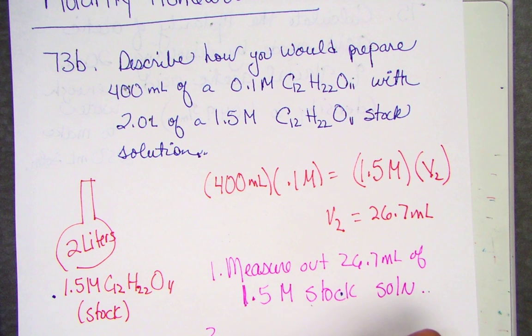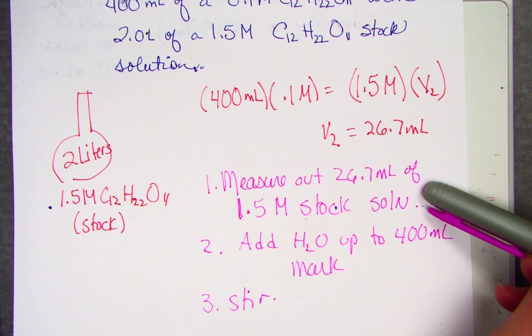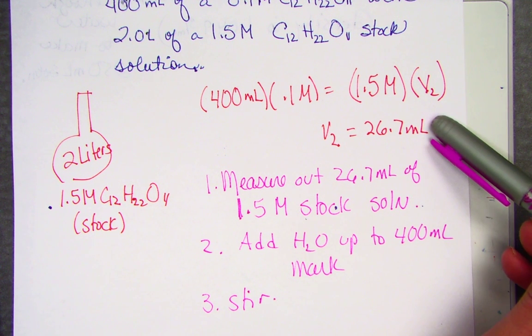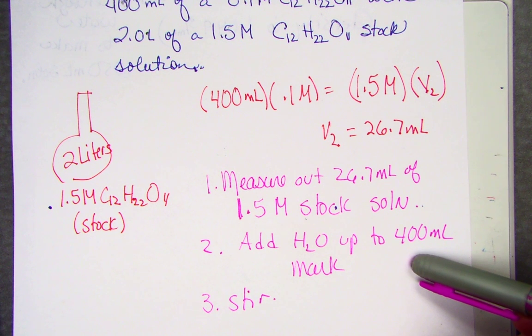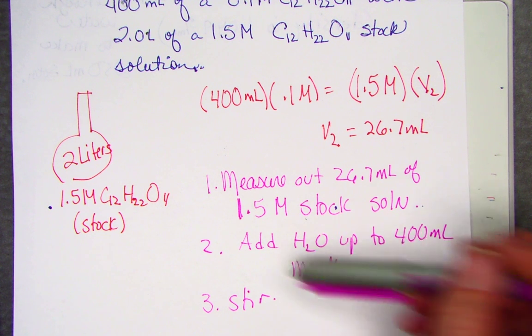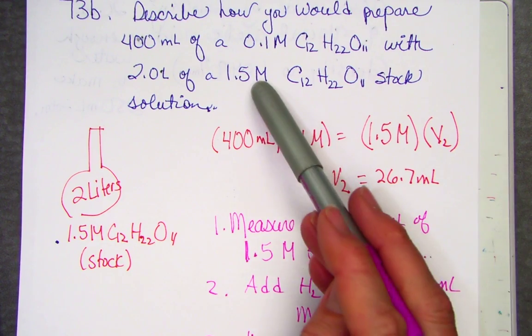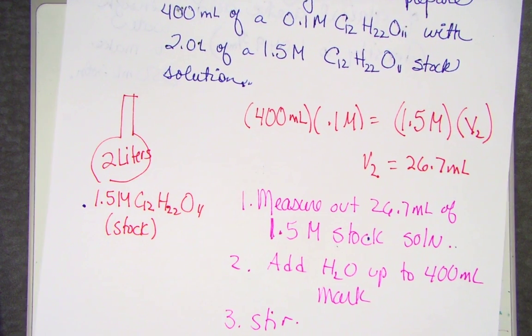Then, after I measured out 26.7 mL, I'm going to add water up to the 400 ml mark and stir. So the 3-step process is measuring out 26.7 mL with an M1V1 equals M2V2 dilution problem, adding water to the target 400 ml mark, and stirring it up. We were not being asked to measure out grams. It's not a solid. The solid would be as if it were sitting there as sugar crystals from our sugar bowl. But it wasn't. It was already dissolved in a solution, so we knew it had to be a dilution problem, M1V1 equals M2V2.